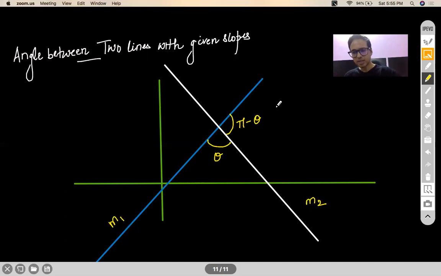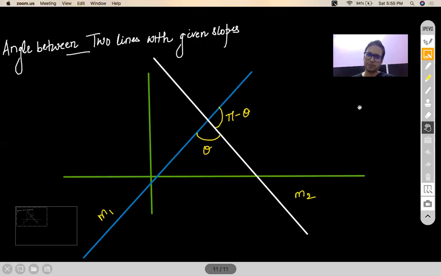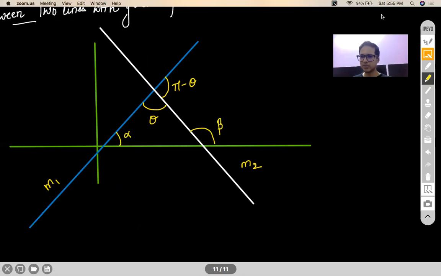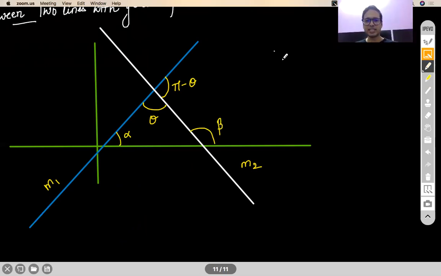Okay. Now, how will I get this relationship between theta, M1 and M2? This concept is very important. So let us try to figure that out. Let us say the angle of inclination of this line is alpha. Angle of inclination of the white line is beta. Just now we figured out that tan of the angle of inclination is given by the slope of that line. So tan alpha is M1 and tan beta is M2.